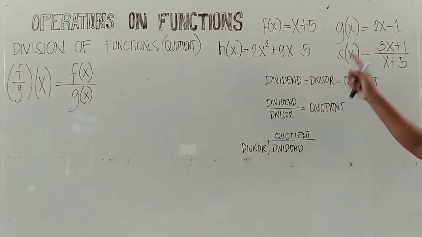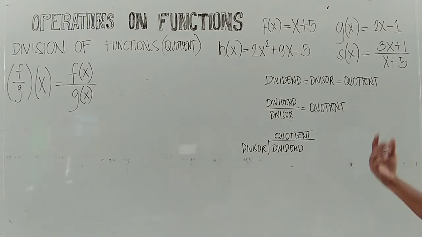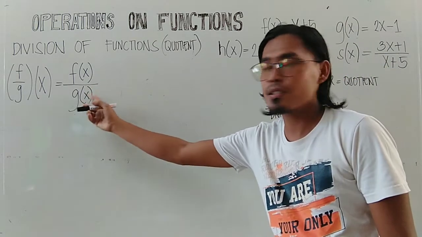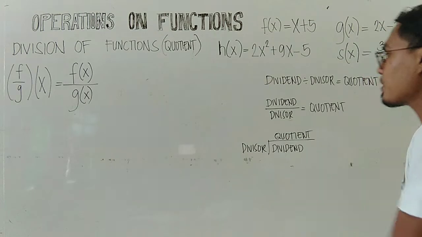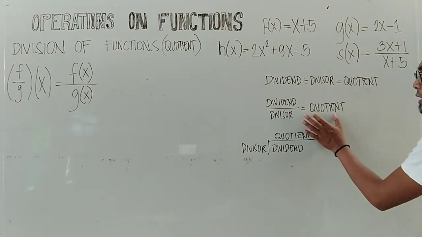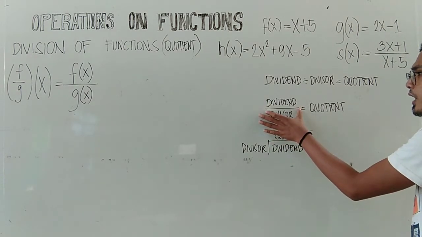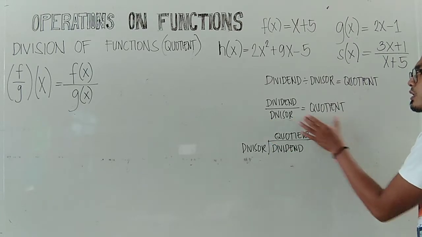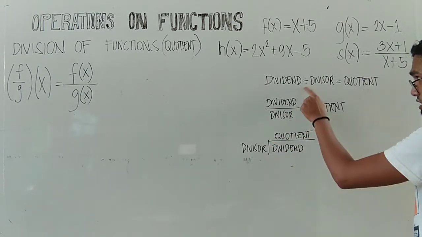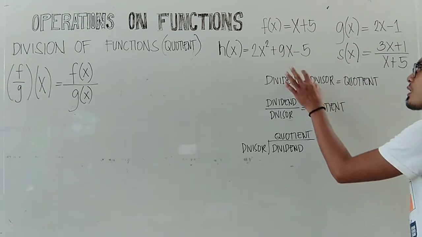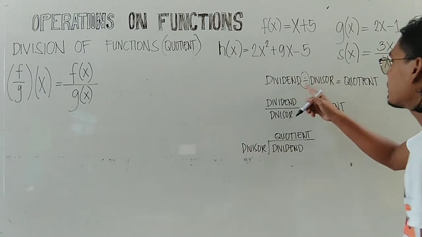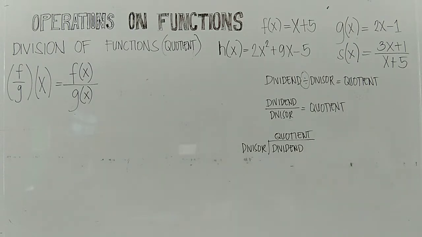So we have some forms or procedures in dividing numbers. But in our lesson, division of functions, we will use the fraction form of dividing functions: dividend over divisor equals quotient. So the fraction bar is used instead of the common symbol for division.